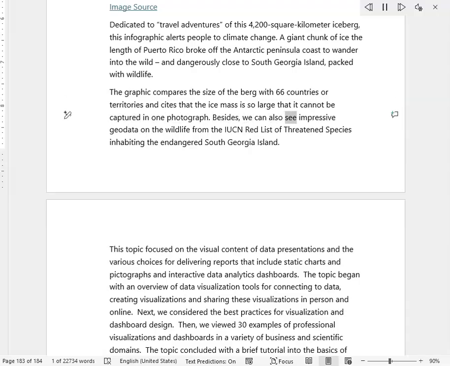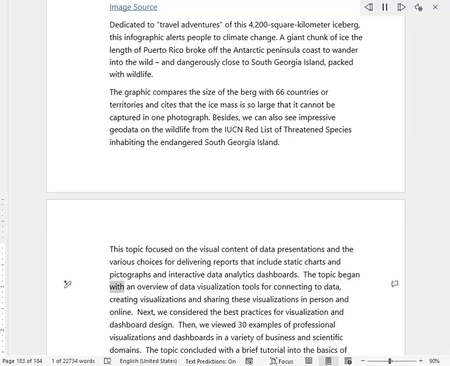Besides, we can also see impressive geodata on the wildlife from the IUCN Red List of threatened species inhabiting the endangered South Georgia Island. This topic focused on the visual content of data presentations and the various choices for delivering reports that include static charts and pictographs and interactive data analytics dashboards.